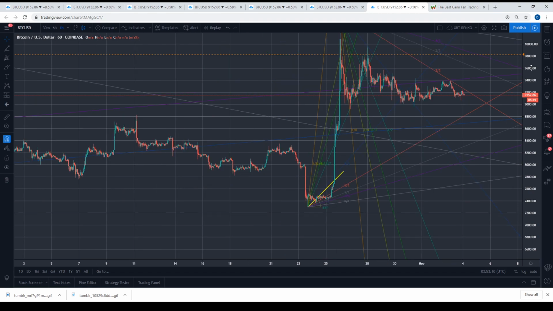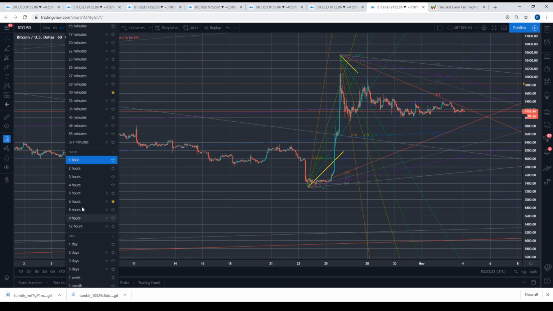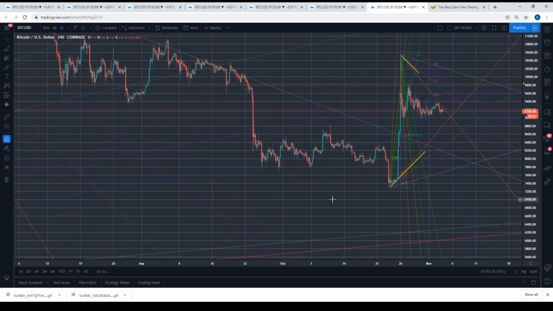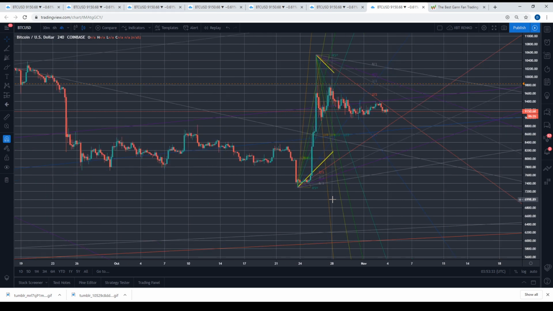Okay, now here's the thing. Over this red 2-to-1 from the pivot high, yeah, you don't want to be in a short. Okay, but until then, yeah, it's a short. And in the higher time frames, let's see how that plays out. Okay, that's how it's playing out.